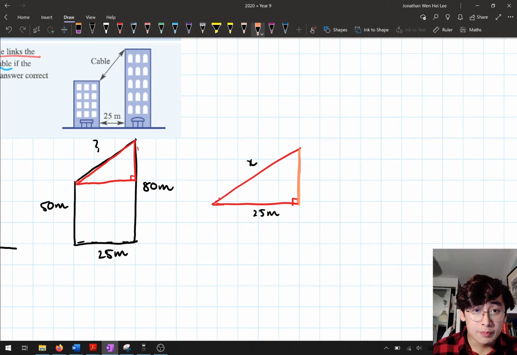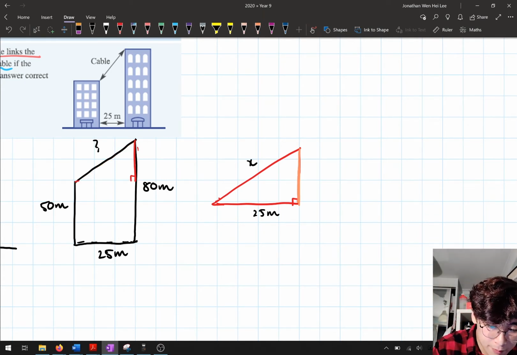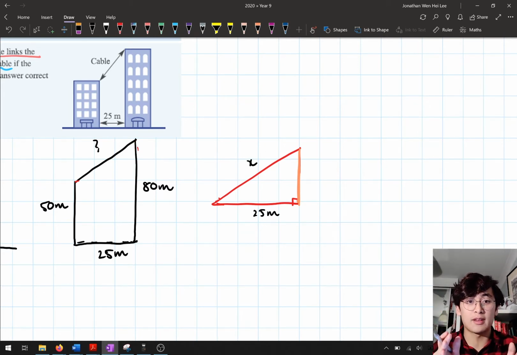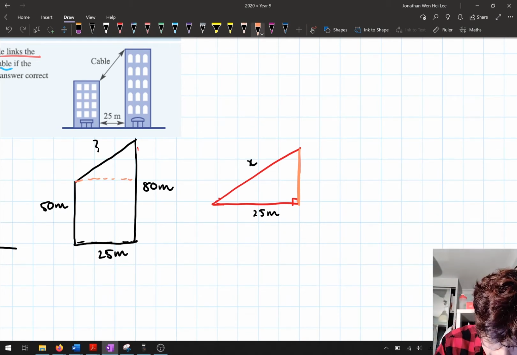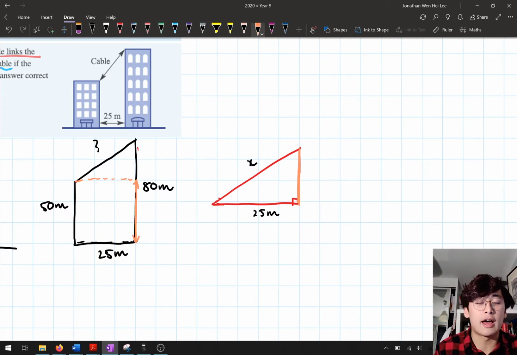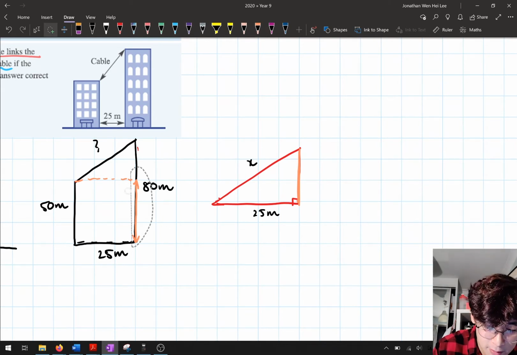Well, if you have a look at my diagram over here, they tell me that I've got two skyscrapers that are next to each other. They're 50 meters and 80 meters tall. So what I can do is, I know that this length over here, if I draw the horizontal line, this length over here, just from the top to that horizontal line, that's going to just be my 50 meters.